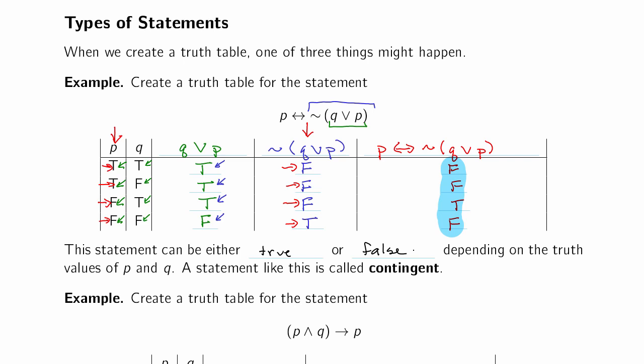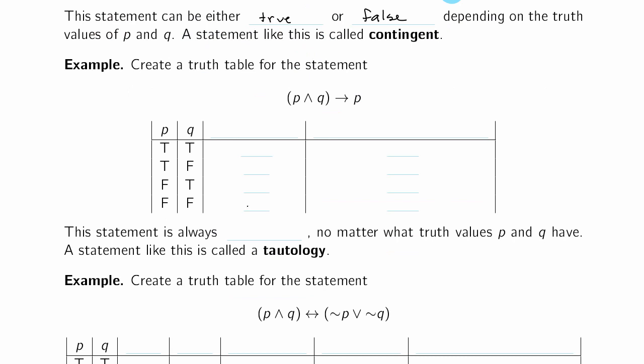Okay, well, what's the alternative? There are two alternatives. We see the first one in this next example. We'd like to create a truth table for the statement, if P and Q, then P.